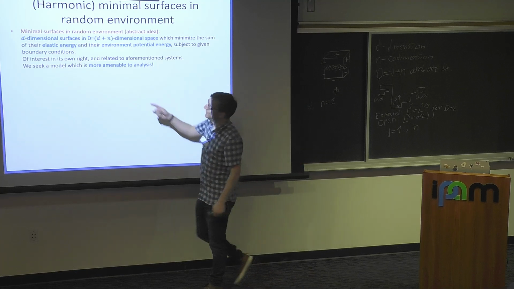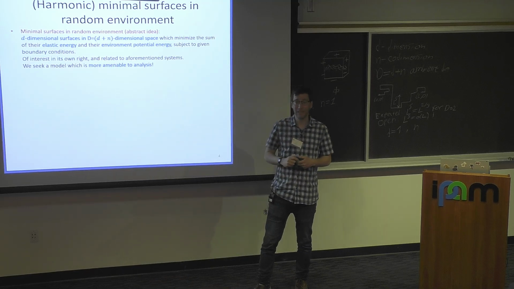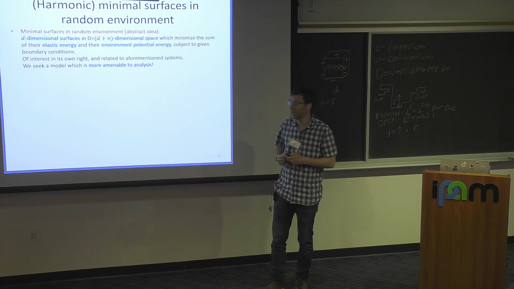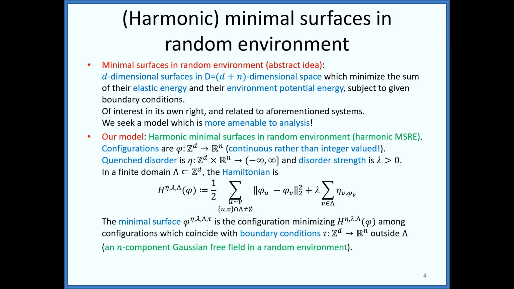It is a model of d-dimensional surfaces in a capital D, which is d plus n, dimensional space, a minimal surface in a random environment of general dimension and codimension. This model has been discussed a lot in the physics literature, but it has hardly received any investigation in the math literature. So it has literature in physics going back 40 years, but in math, very little. Here's the model. It's not that complicated, but it takes a little while to get used to.